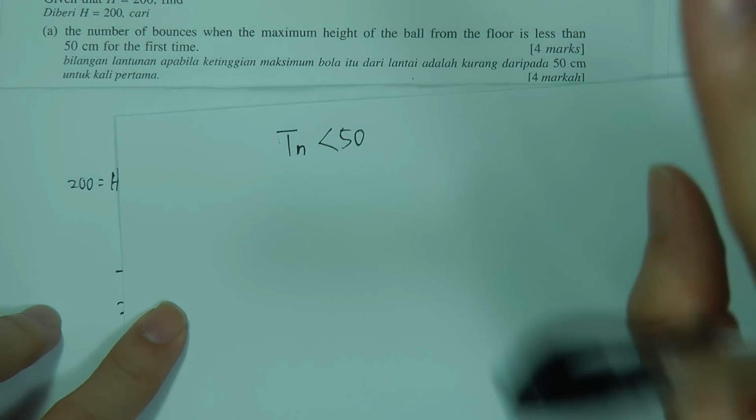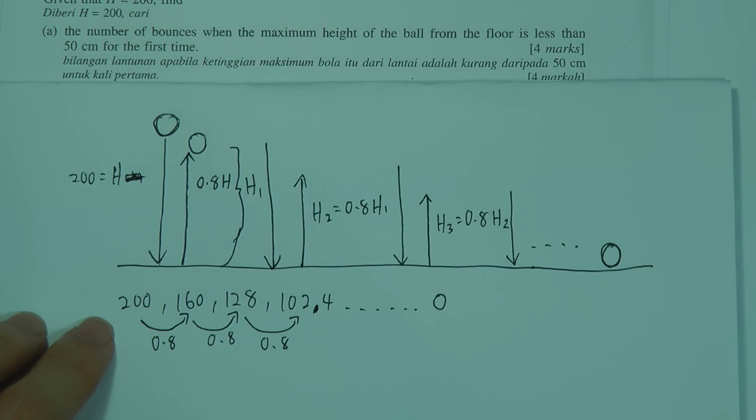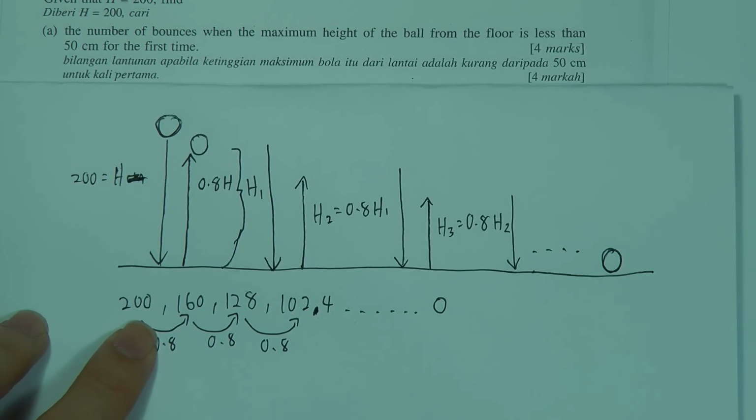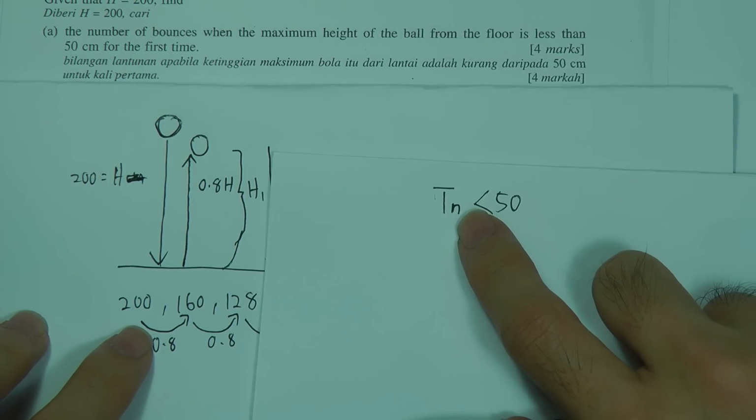But the first trap that a lot of students fall into is this: in order to solve this question, a lot of students will write a is 200.